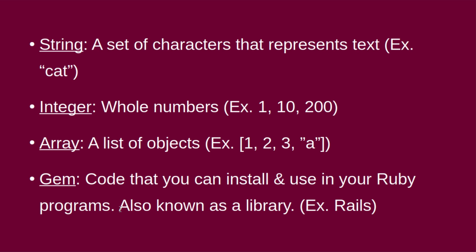Now, if you're coming from another programming language, this is what we know as libraries, shared code that you can use. And one example is Rails. Rails is a set of Ruby gems that you can use to build web applications. Okay, so that's our first set of vocabulary words for programming.